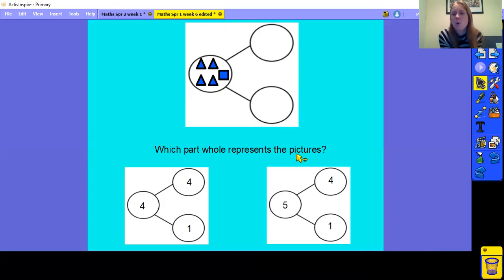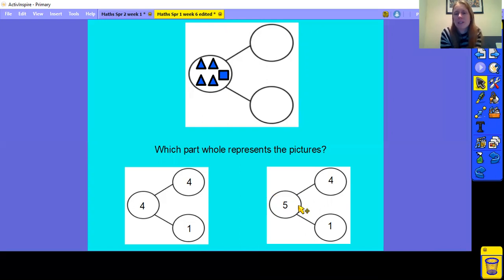Which porthole tells us that we have 5 shapes in the whole? Is it this one? No, this one says 4. Is it this one? Yes, this one says the whole number is 5. The whole number is 5, and that's what we need it to say. So this one so far is correct. Let's keep finding out if the rest of it is correct.